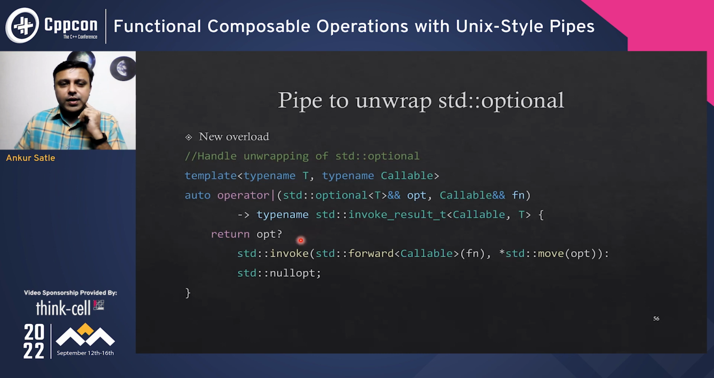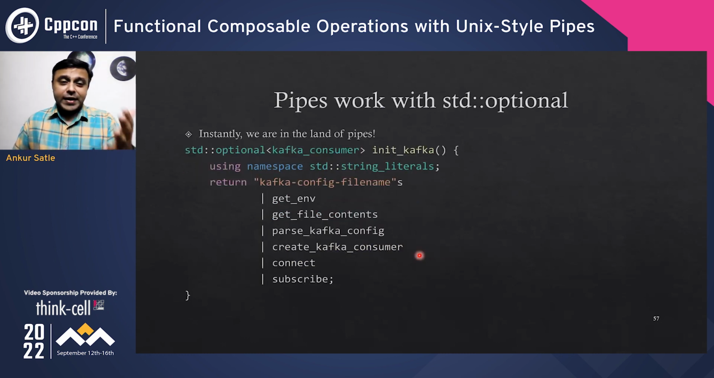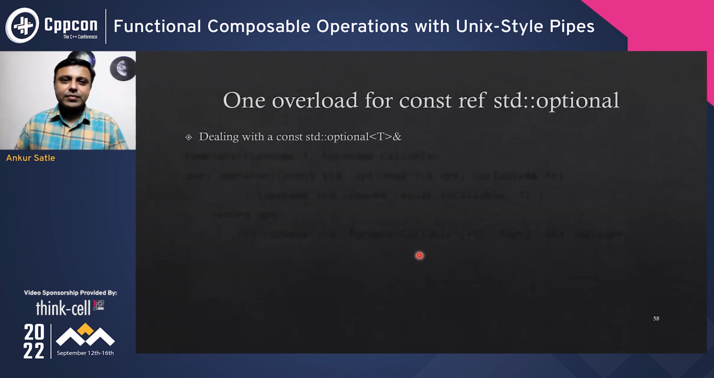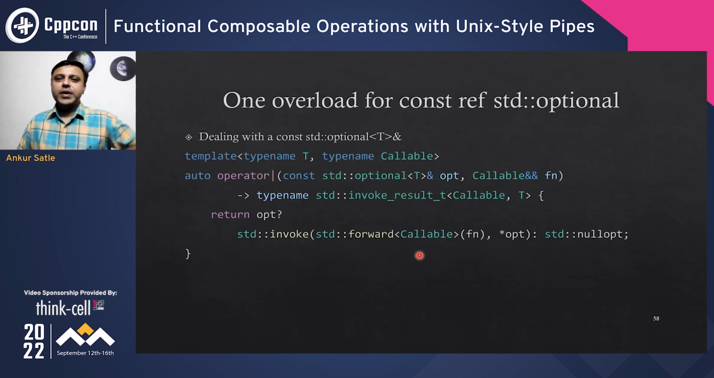C++17 gives you invoke, and it gives you invoke_result, and that's what we use in order to make the call happen. Again, with that magical implementation, our piped operations are back. And like I told you, there could be a const ref of the optional also, in which case we get a const ref of the optional and we don't move it out because it's const. You pass it on as a const to the function. Everything else is just the same.